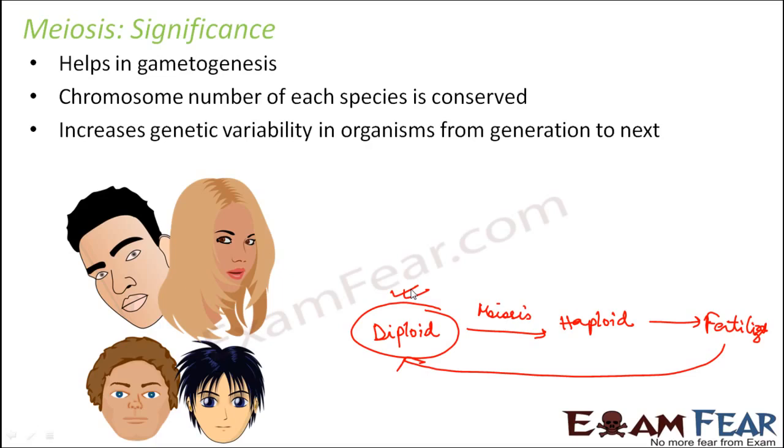You can look at this picture. This couple has 2 kids. And if you see, some of the features are similar to the parents. For example, this guy has brown hair, which is similar to his mom. This guy has black hair, which is similar to his dad. Whereas this boy has got blue eyes, but none of the parents have blue eyes. So this is a variation. This is a new trait.